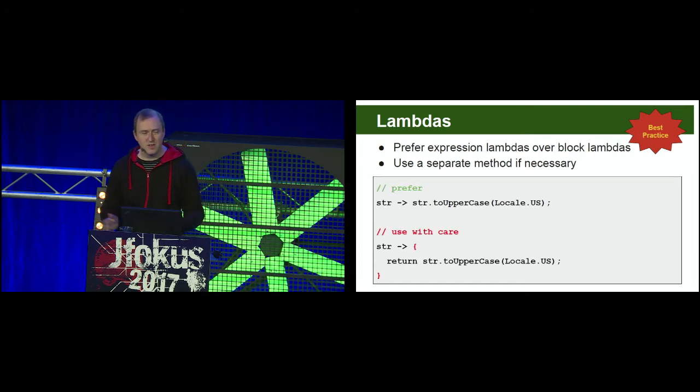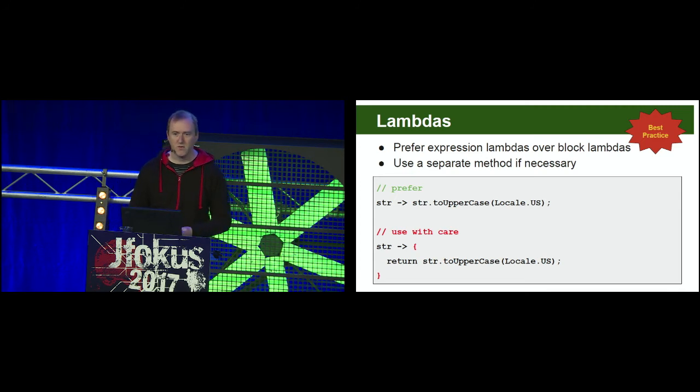So lambdas, we've got another choice when we're writing them. We can write them as expressions, as you see at the top, or we can write them as blocks, as you see at the bottom. Now, in general, you should be trying to make your lambdas expressions, not blocks. If you find the temptation to add in a second statement within your lambda, move it to a method and use the lambda to point at the method. So generally, avoid using those block lambdas.